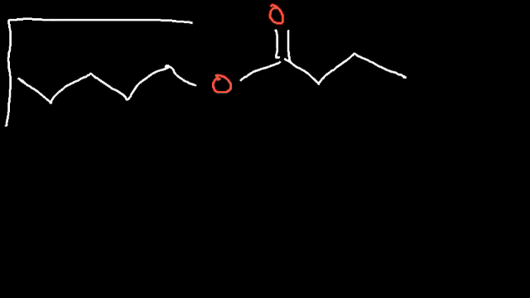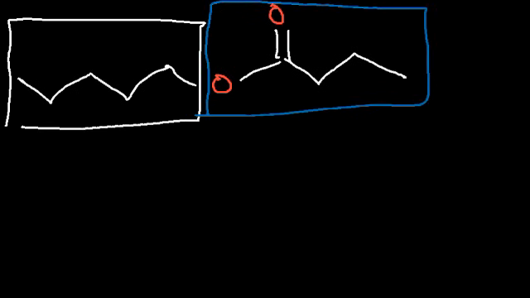So let's separate into two parts. On the left, we have 5 carbon atoms, and on the right, we have 4. So what is the name of this particular ester? So the part that doesn't have the 2 oxygen atoms is on the left, and that's the part we want to name first. 5 is associated with pentane, but we're going to replace ane with YL. So this is going to be called pentyl.